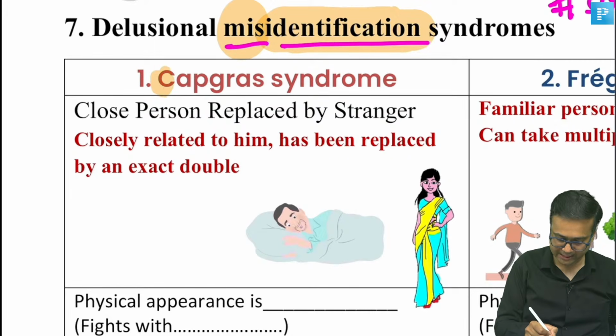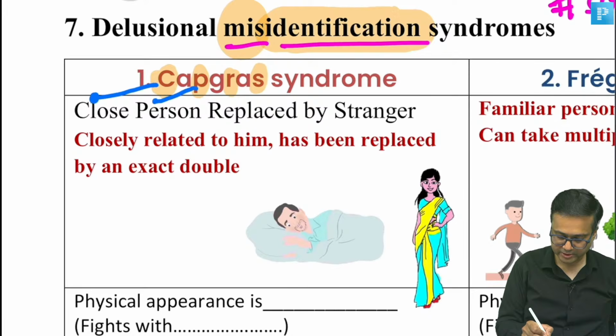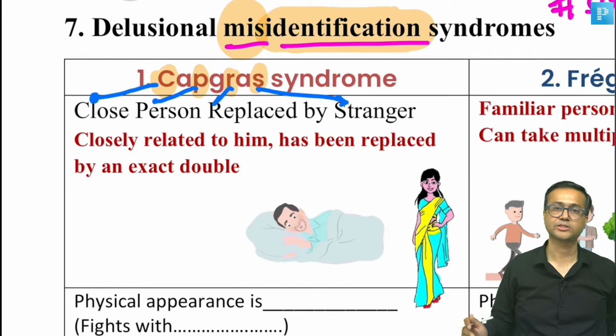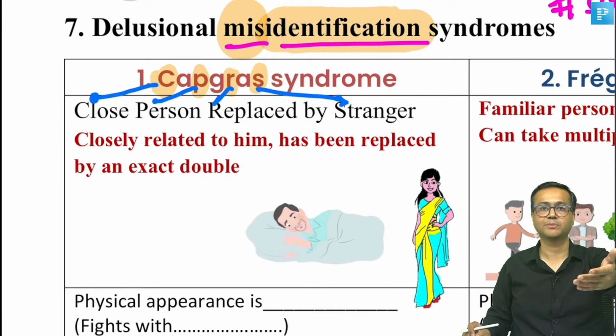So just see the name Capgras syndrome. Can you just appreciate the alternate letters? So Capgras syndrome, the name is telling you that the patient feels a close person has been replaced by a stranger. So the person thinks somebody closely related to me has been replaced by an exact double.